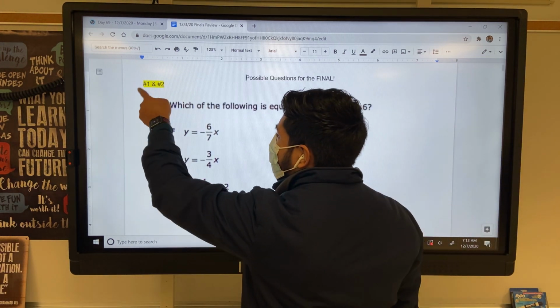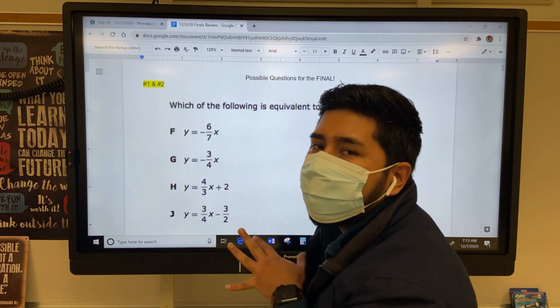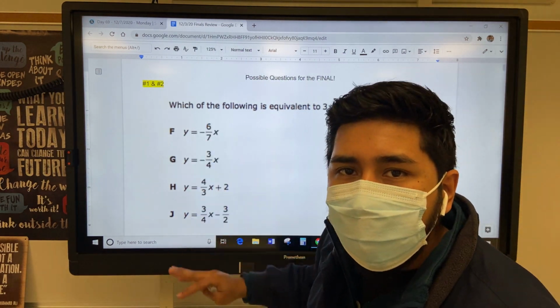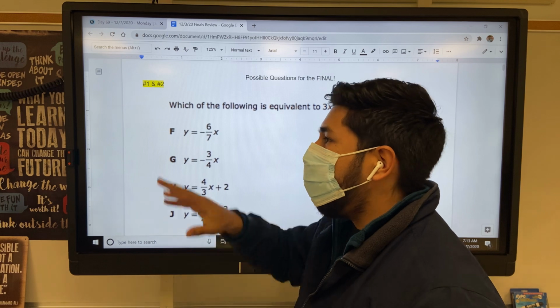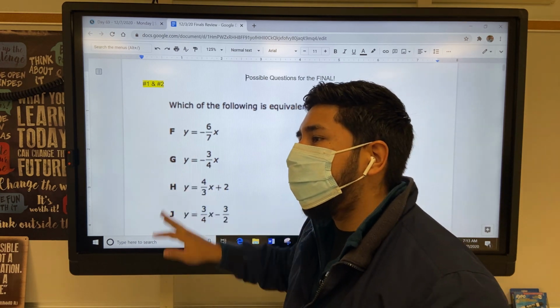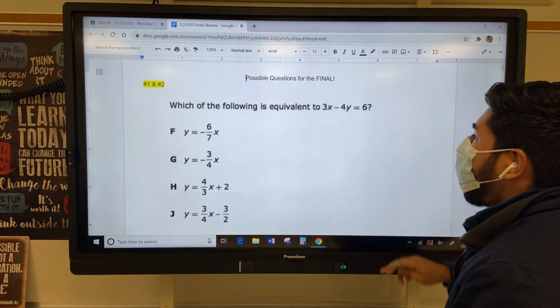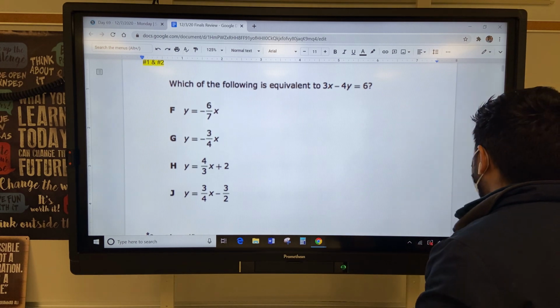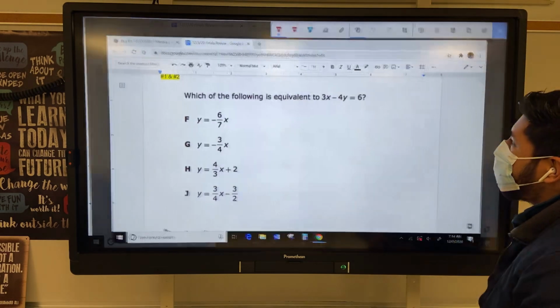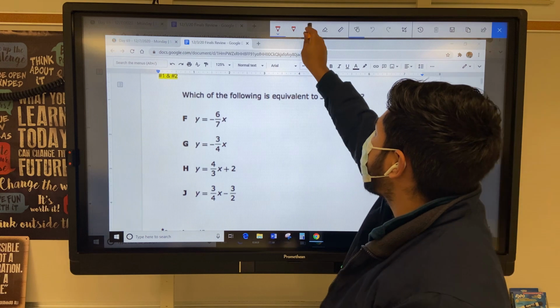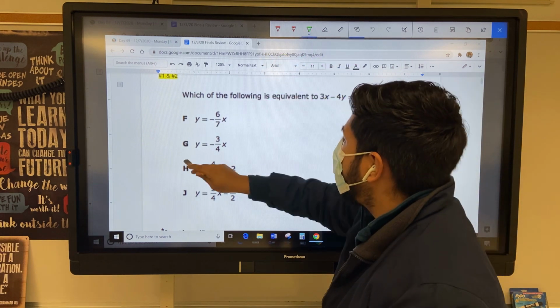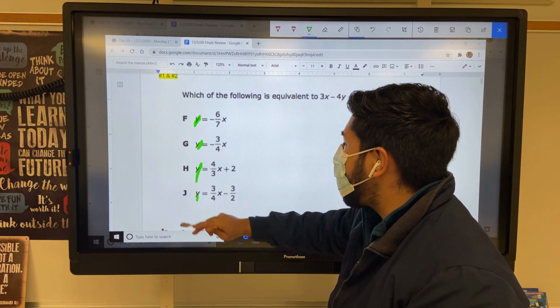So this is for questions number 1 and number 2. In the final, number 1 and number 2 are going to be similar to this. It's not this question, it's similar. They gave us an outline. All I did was get a question that's similar to it, and I put it on here. All right, so which of the following is equal to 3x minus 4y equals 6? As we can see right here, it's all asking for y equals by itself.